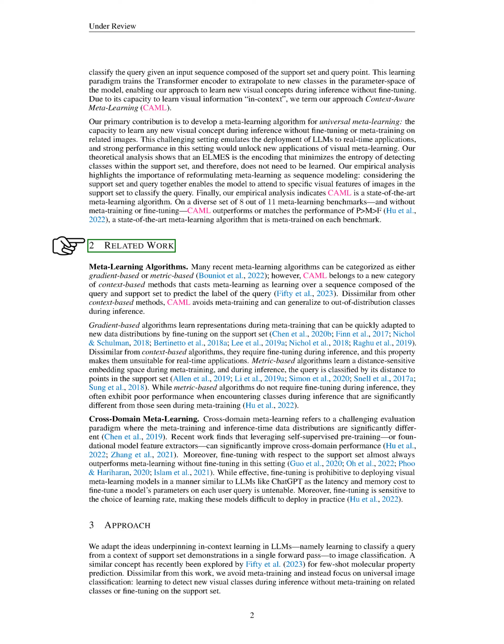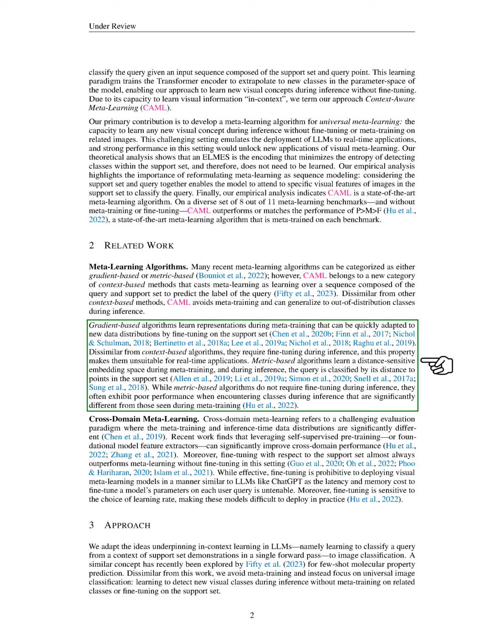Now, let's talk about related work. Many recent meta-learning algorithms can be categorized as either gradient-based or metric-based. However, CAML belongs to a new category of context-based methods that casts meta-learning as learning over a sequence composed of the query and support set to predict the label of the query. Unlike other context-based methods, CAML avoids meta-training and can generalize to out-of-distribution classes during inference.